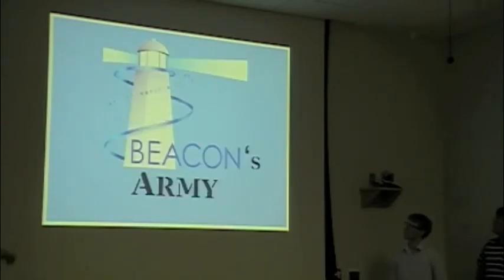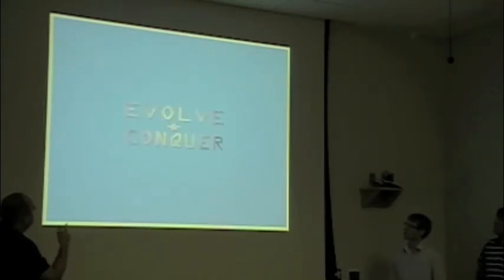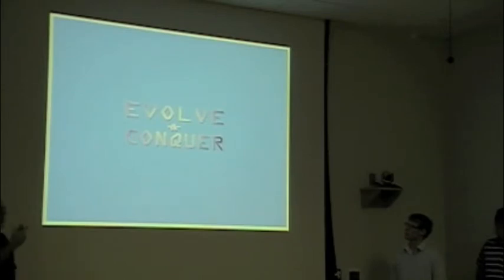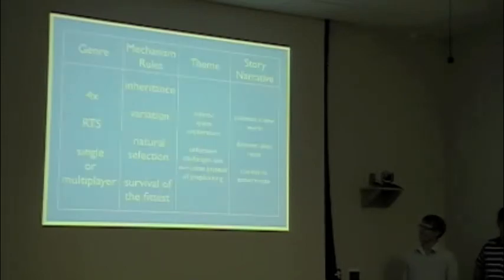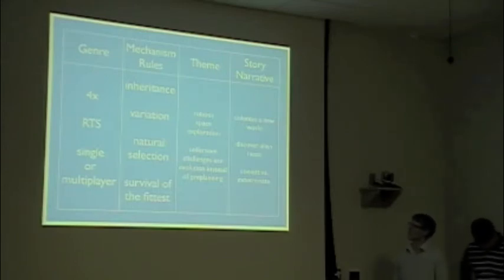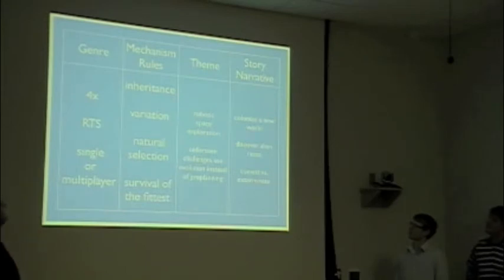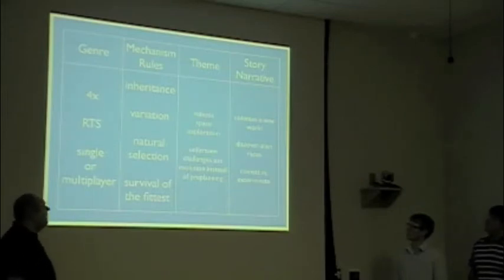So let's not do Beacon's Army, let's do what we call Evolve and Conquer. There is a real-time strategy game called Command and Conquer, so we probably cannot use Evolve and Conquer as the name, but it gets the message across. So let me briefly show you what we want to show here. The genre, of course, is a 4X real-time strategy game that you play alone or hopefully with multiplayers. The mechanism or the rules of this game should incorporate or instantiate evolution. So you have to have inheritance, variation, natural selection. And as a consequence, you should be able to experience survival of the fittest.